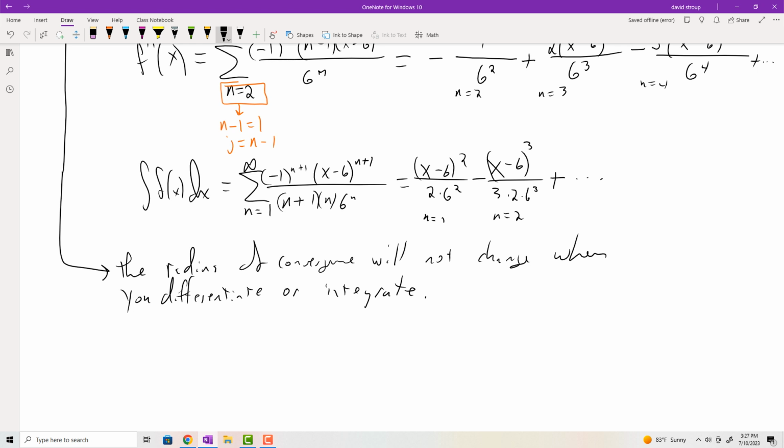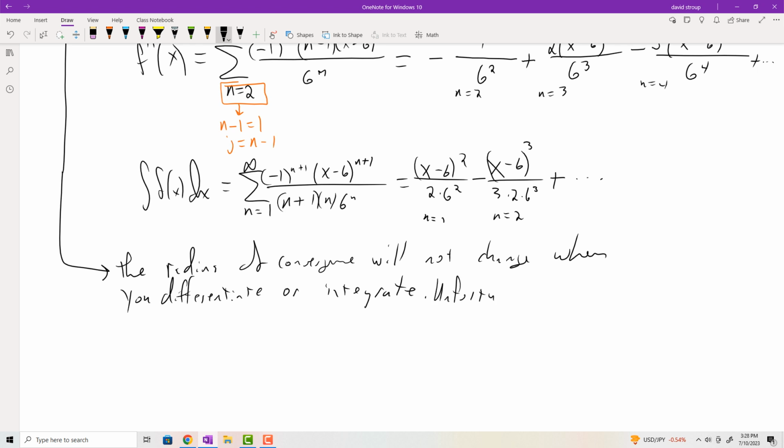The bummer part is that the endpoints of the interval will probably change. And usually the deal is when you take the derivative, you'll maybe lose the endpoints, and when you integrate, you maybe gain the endpoints. That's the pattern I've seen. You could use that pattern, but don't abuse it. It'll probably get you through the homework, but in general, if people's lives depend on it, please don't cut corners. So the radius of convergence will not change when you differentiate or integrate.